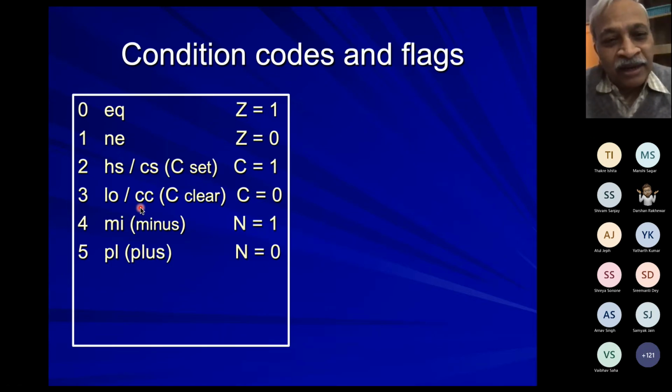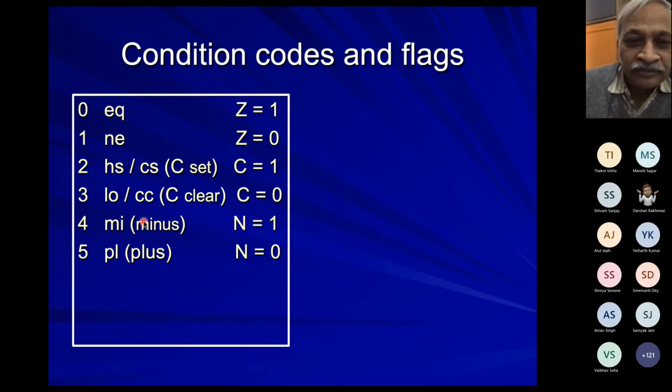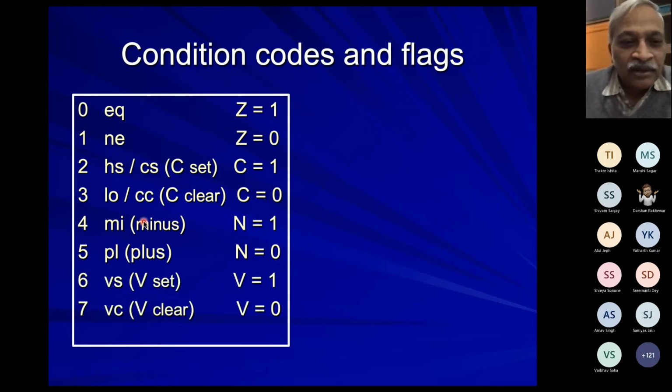Next we have BMI and BPL. BMI is branch if minus, BPL is branch if plus. So these instructions are simply testing the N flag, whether the result is positive or negative. N is the sign bit of the result. Next two are testing the V flag, the overflow flag. BVS is branch if V is set, BVC is branch if V is clear. So we have looked at these 8 conditions which are testing these 4 flags one way or the other.